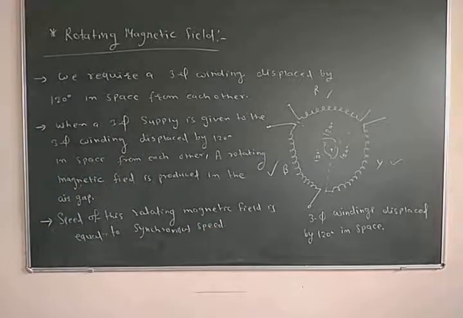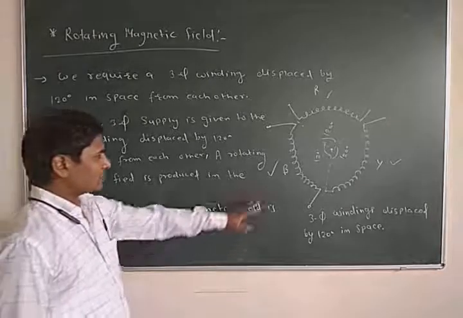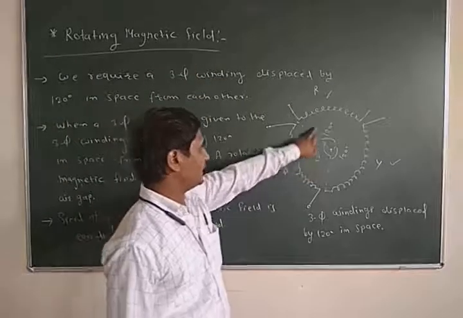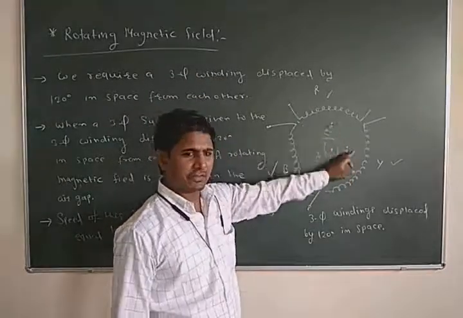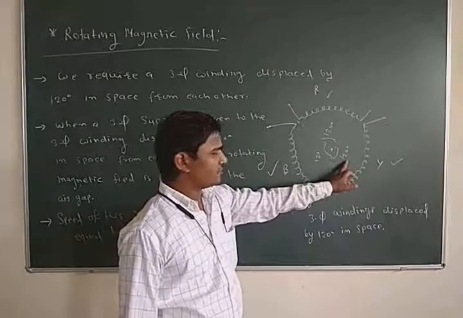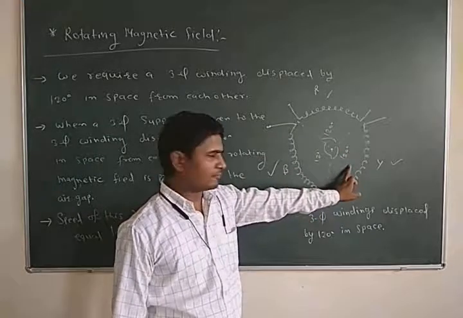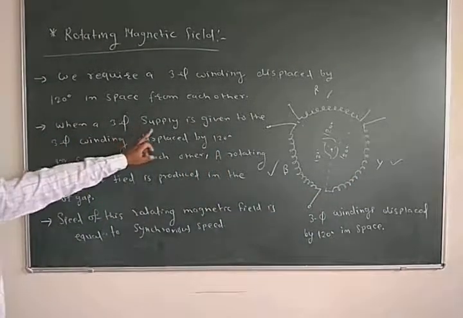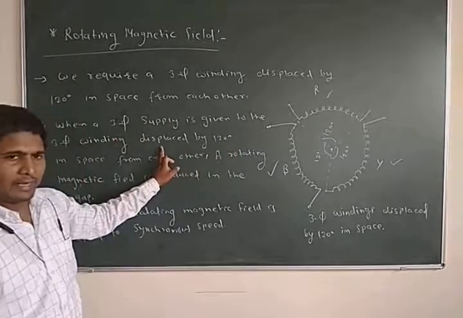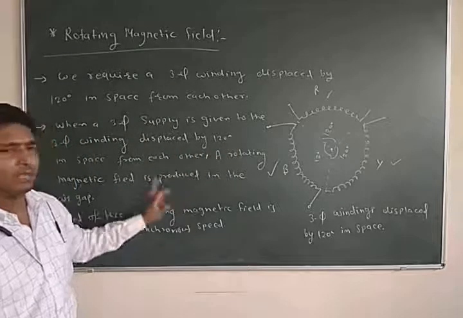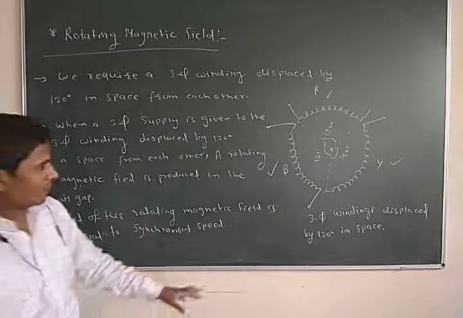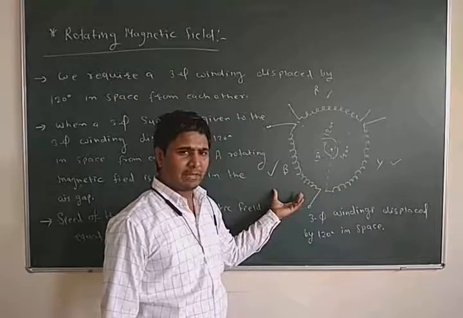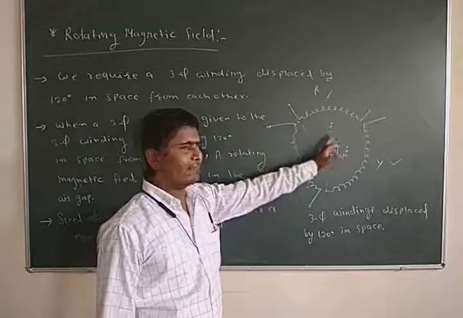So now next we discuss: the first concept is to create a rotating magnetic field we require a three-phase winding, one for each phase, and these windings are displaced by 120 degree in space from each other. Second concept is when a three-phase supply is given to the winding displaced by 120 degree, then a rotating magnetic field is produced. So when we connect these three windings to a three-phase supply, then a rotating magnetic field is produced.